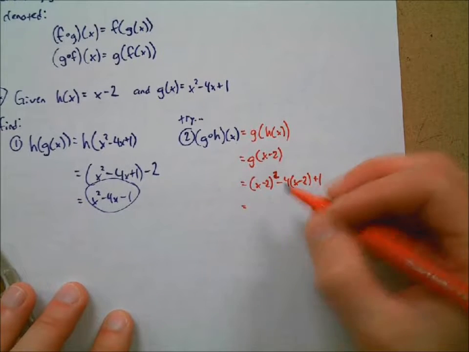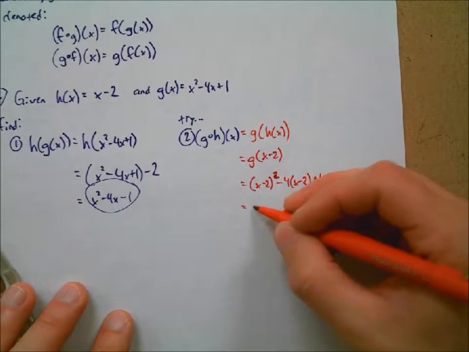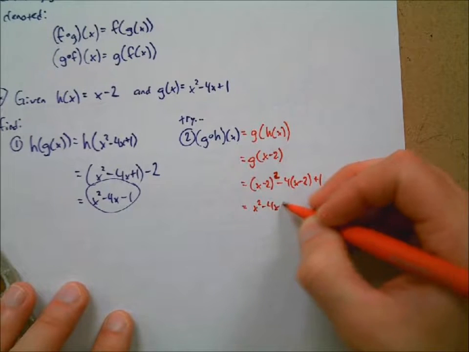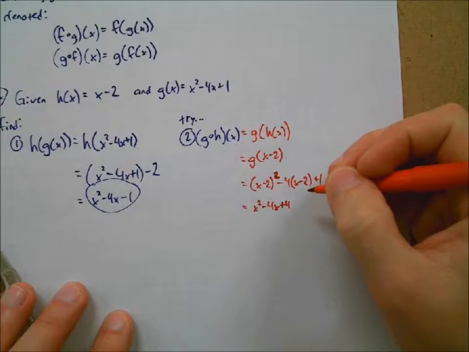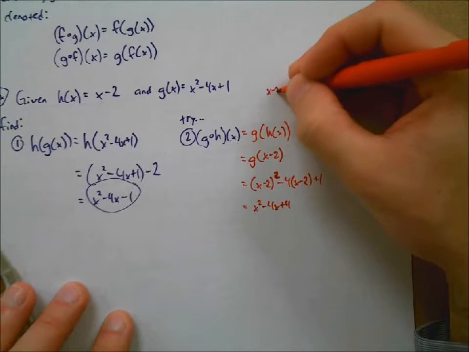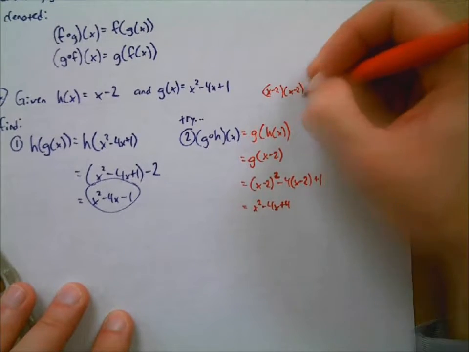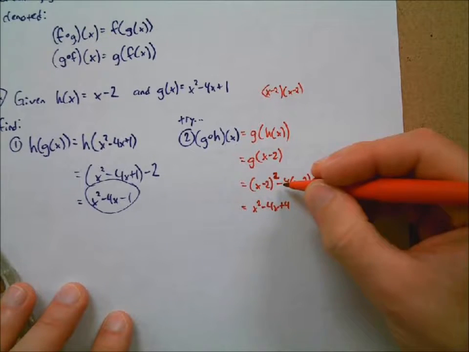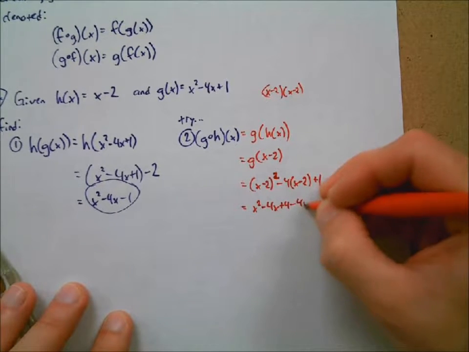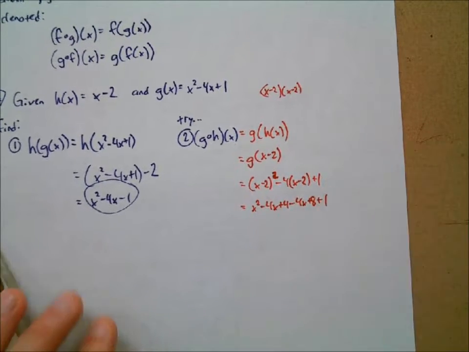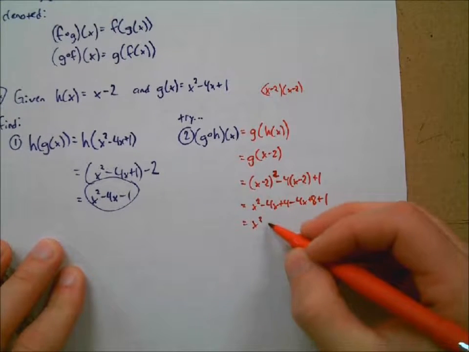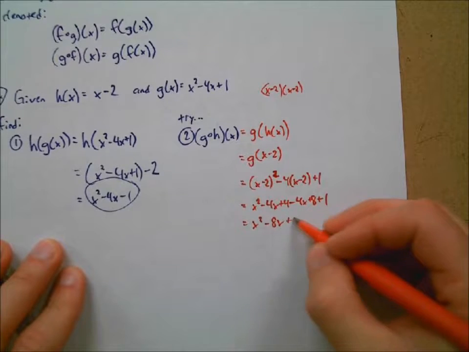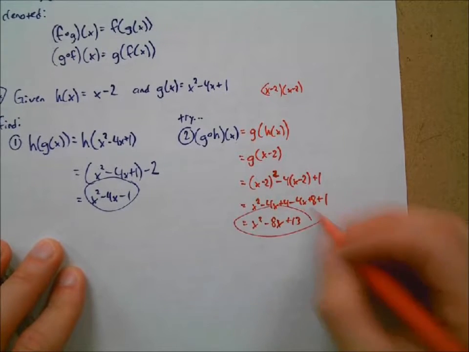And so now we expand it out. x minus 2 times x minus 2 is going to give us x squared minus 4x plus 4. You've got to FOIL it out. Oh, I see. Right? Then distribute the negative 4, it'll be minus 4x, but then plus 8, and then plus 1. You can combine all your terms together: x squared minus 8x plus 13 as your final answer there. Okay?